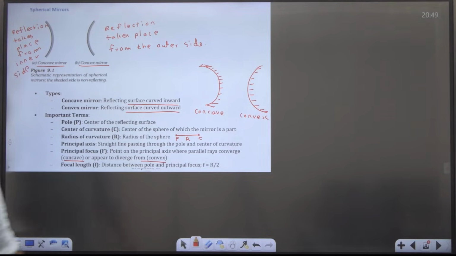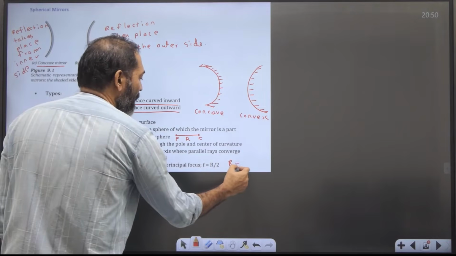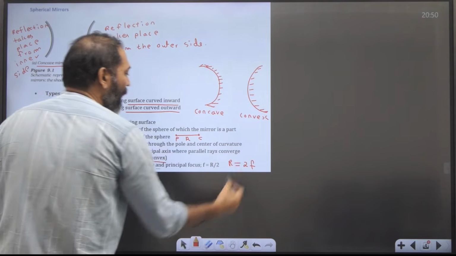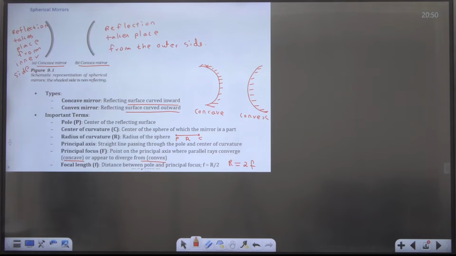What is focal length? We know that R equals 2F. So F is equal to R by 2. R equals 2F. I hope it is clear.